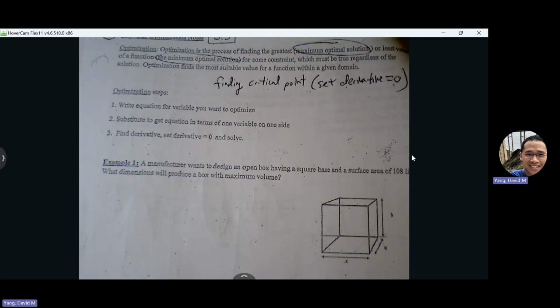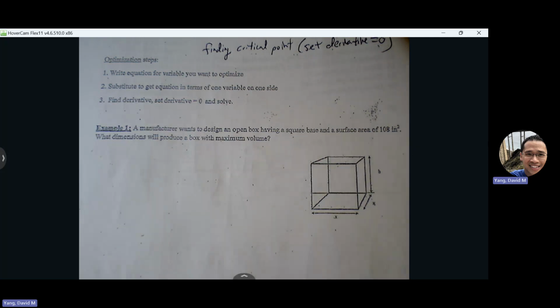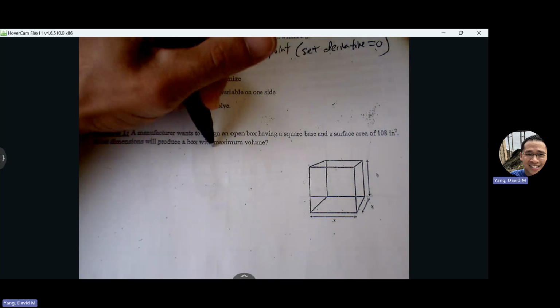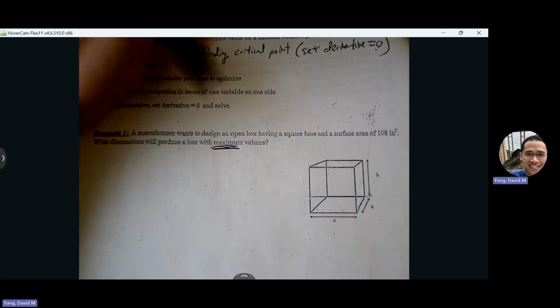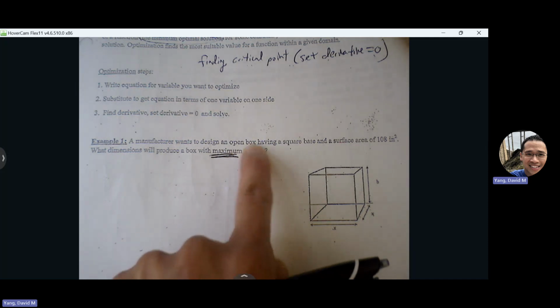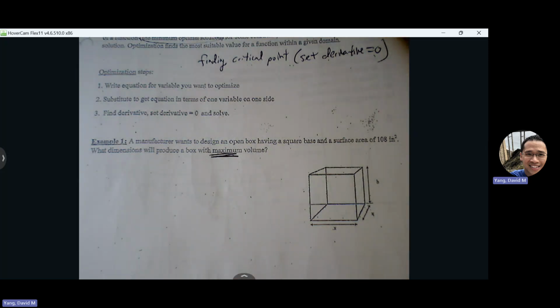All right, so let's look at number 1 here. A manufacturer wants to design an open box having a square base and a surface area of 108 square inches. What dimensions will produce a box with maximum volume? So there's the key word there. Anytime we're looking for maximum or minimum or optimal of anything, it's always going to describe what you're trying to find the derivative for. So we're trying to optimize volume.